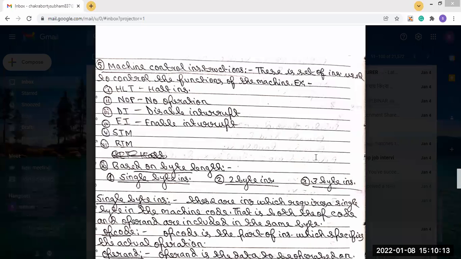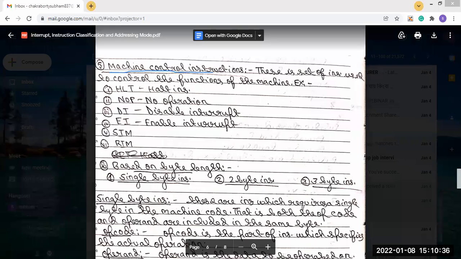Then we start. In the last class we have already discussed the four operations, the first type we have discussed. So this is the fifth one, that is the machine control instruction. Now, what is the machine control instruction? This is a set of instructions used to control the functions of the machine. That means to control the functions of the machine, these instructions are used.